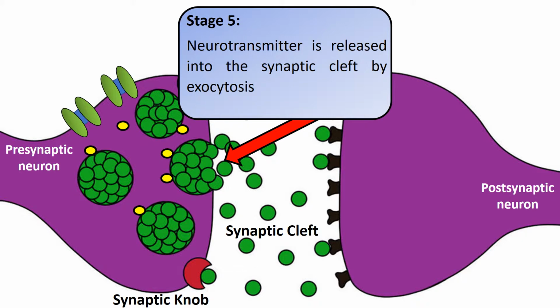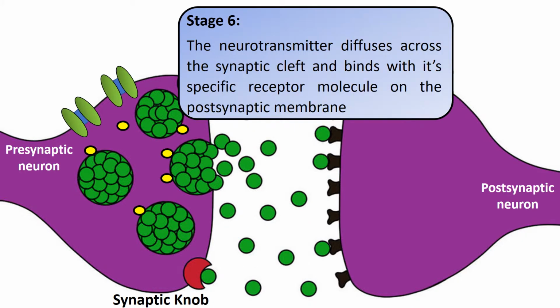Another key phrase that we must use is that we can talk about the release of neurotransmitter in terms of exocytosis. So all exocytosis means is the release or excretion of. The neurotransmitter diffuses across the synaptic cleft and binds to specific receptors on the postsynaptic membrane.